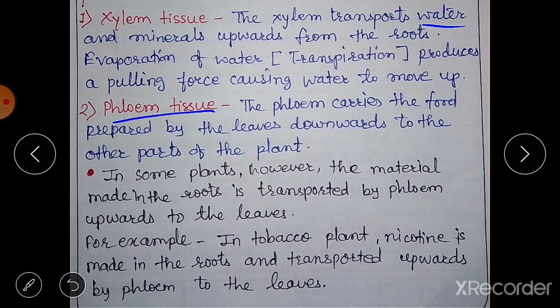Then phloem tissue. The phloem tissue carries the food prepared by leaves downwards to the other parts of the plant. Whatever food is prepared in the leaves is transported to all parts of the plant through these phloem tissues.